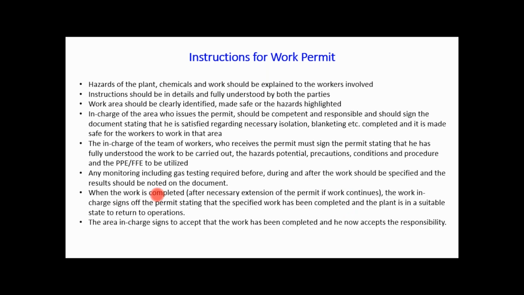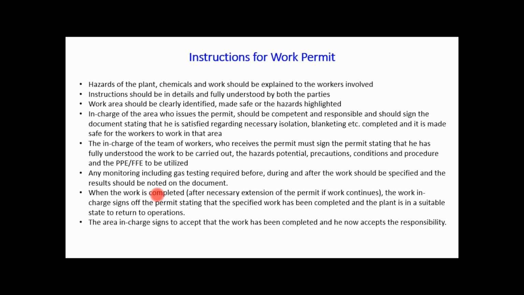So sometimes it happens that when the work permit system is signed by both the parties, it is decided that this work can be completed within 1 hour. But when the actual work is going on, some elemental problems arise, and that is why that 1 hour may be extended to 1.5 or 2 hours. So that also needs permission from the person who is responsible to issue that work permit.